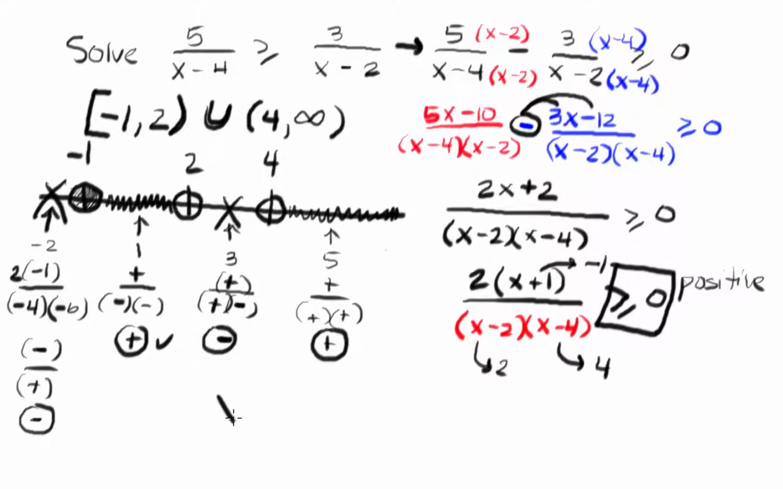So we can say x is an element of the set negative 1, 2, where we include negative 1, but we don't include 2, union 4 to infinity.